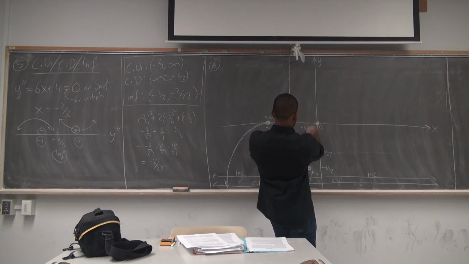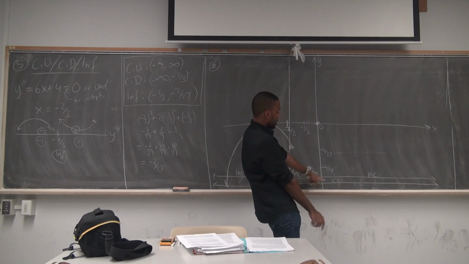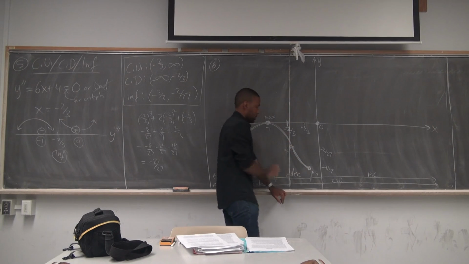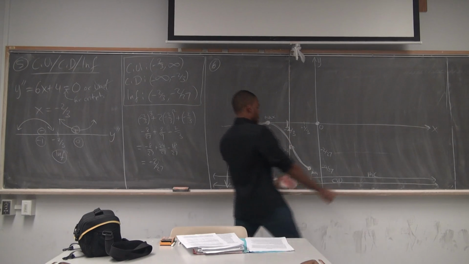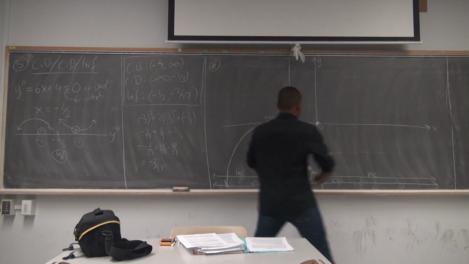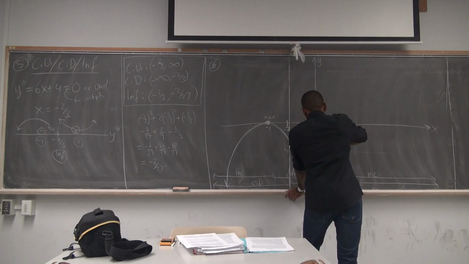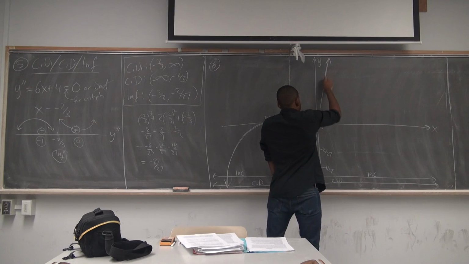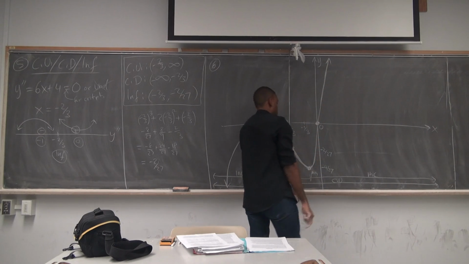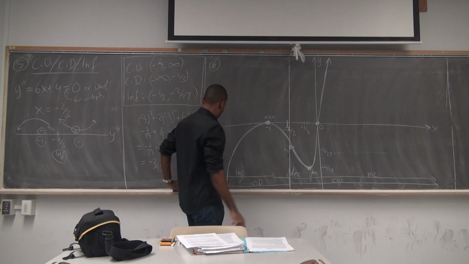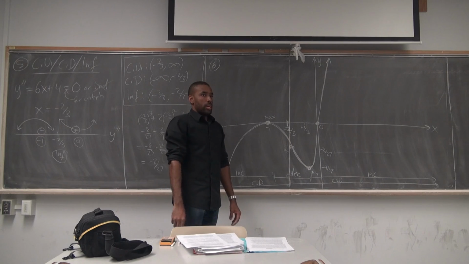Now I'm in this region, still decreasing, but I'm concave up now, so this is an inflection, so I'm going to switch to a smiley face. Now we're in this region, which tells me I should be increasing concave up, and I should pass through the 0, so this is going to be tight, but that's going to be our graph. Questions?